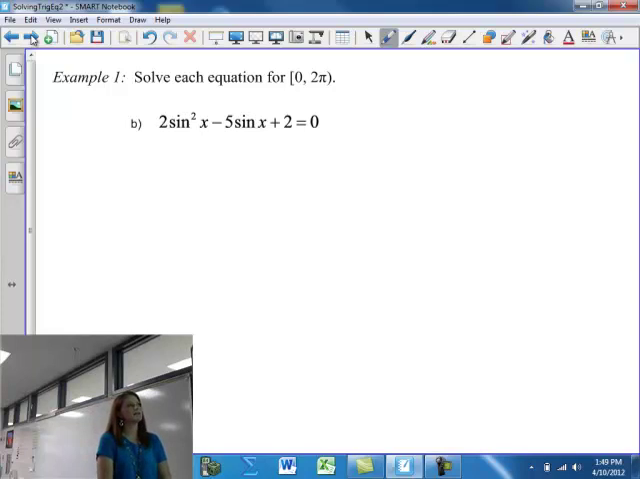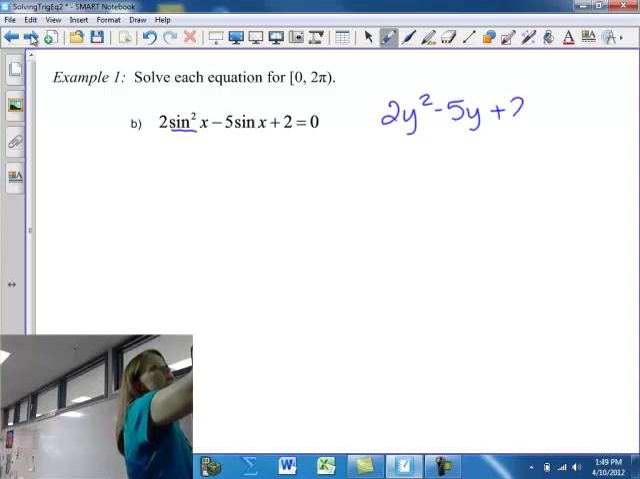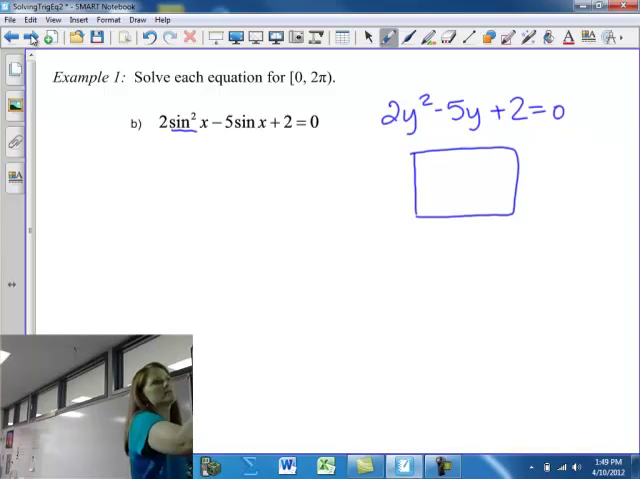All right, so this time we've got 2 sine squared x minus 5 sine x plus 2. Again, anytime you see a sine, use a different letter. So if I've got 2y squared minus 5y plus 2, we need to be able to factor this. Most of us do that with a box. So we've got 2y squared and plus 2. I need the factors of 4 that add to be negative 5. Hopefully you can do some of that in your head by now.